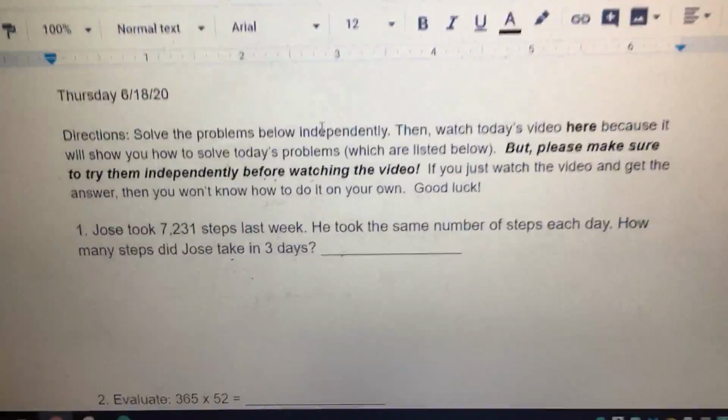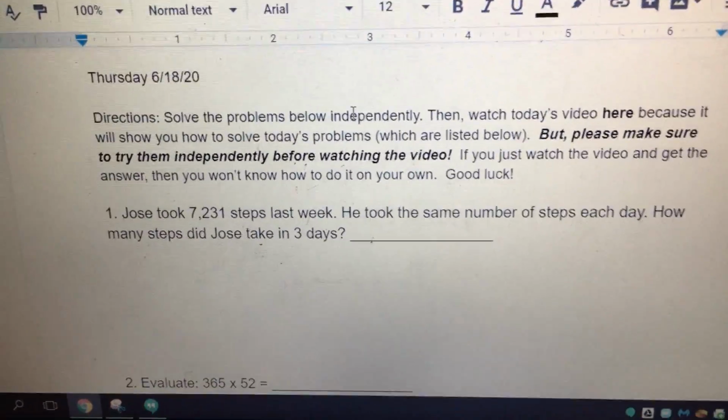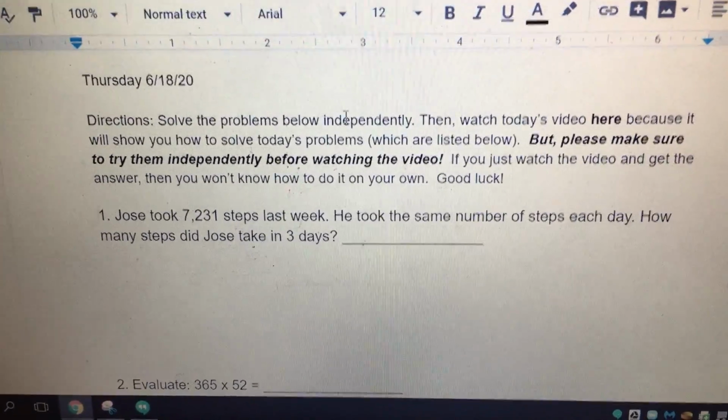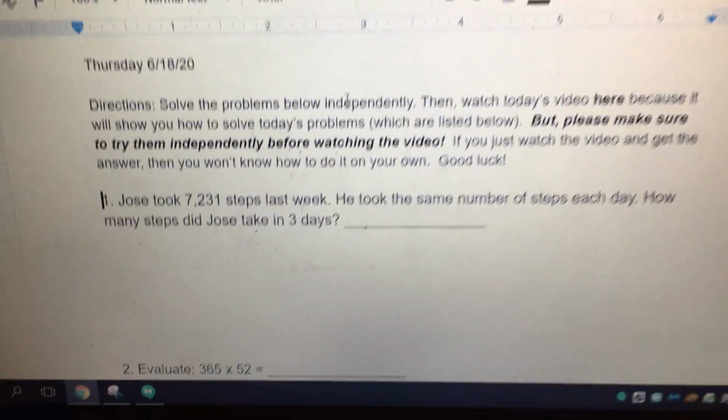Here we go for number one. You should have completed all of these assignments already. That way you can have some productive struggle and be able to see if you can really complete these independently. And then we're going to go over these answers now.